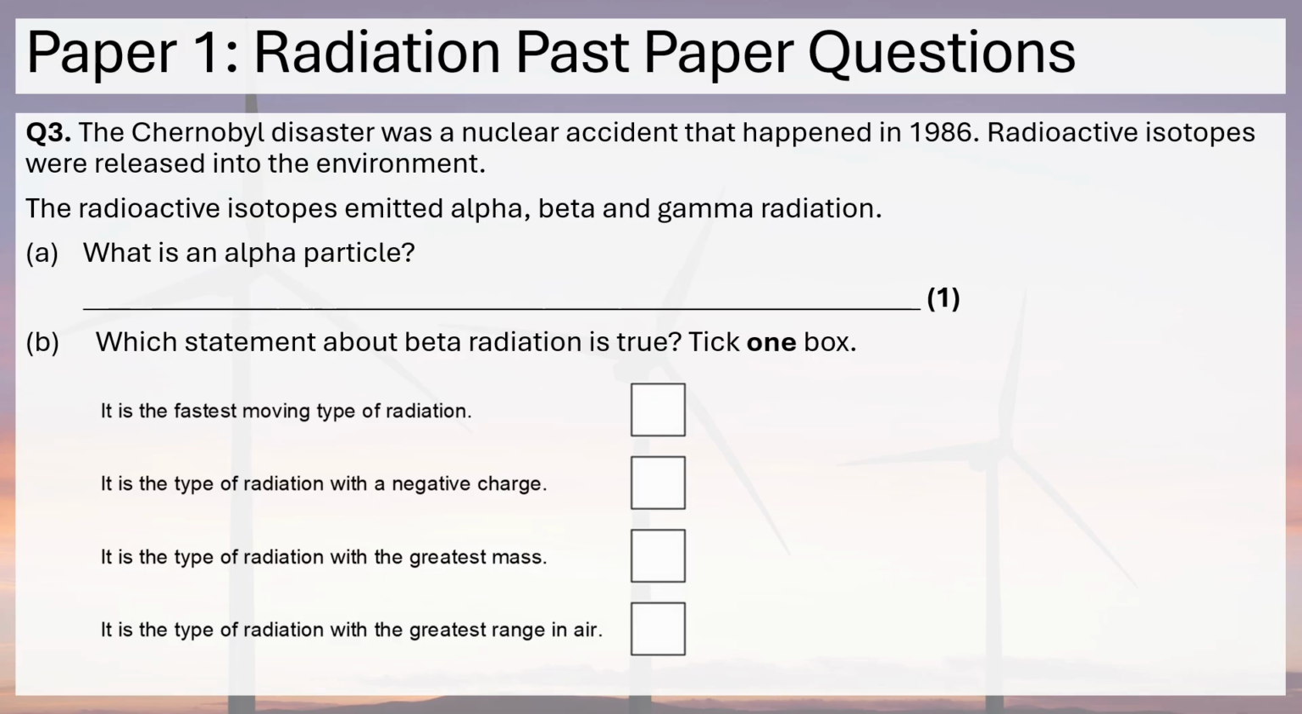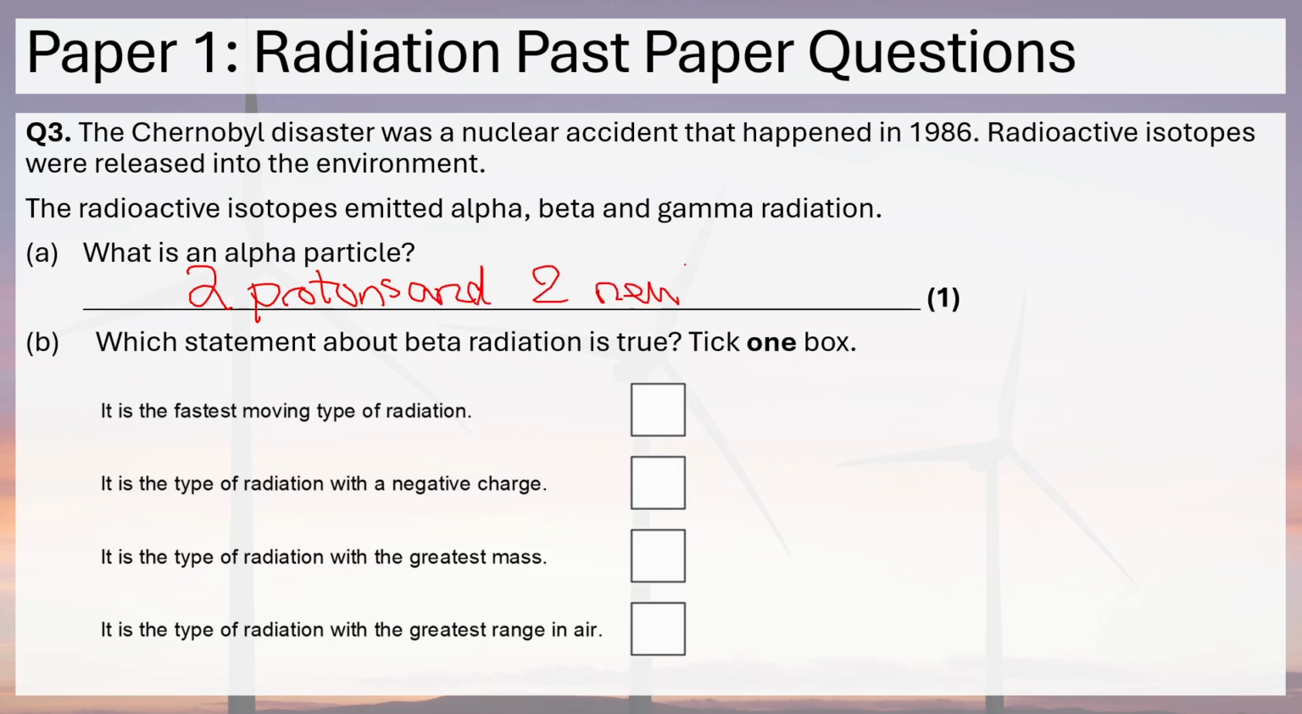Question 3. This is quite a nice question, it's just some knowledge bits here. Chernobyl disaster happened in 1986. Radioactive isotopes were released into the environment. That included alpha, beta and gamma radiation. And that first question just says, what is an alpha particle? So it's going to be 2 protons and 2 neutrons.